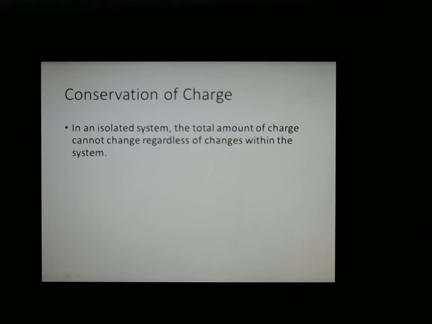In an isolated system, that means things aren't moving in and out of it, the total amount of charge cannot change regardless of changes within the system. So like we saw in class, even if we separate some charges within something, we're not creating or destroying any charge there. We're just moving it around inside to create an imbalance.